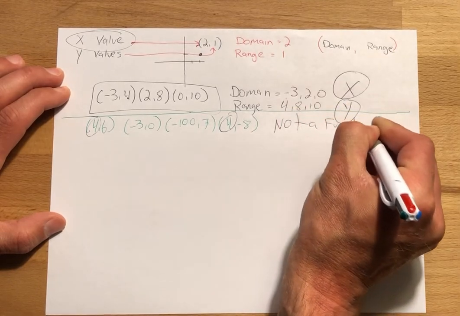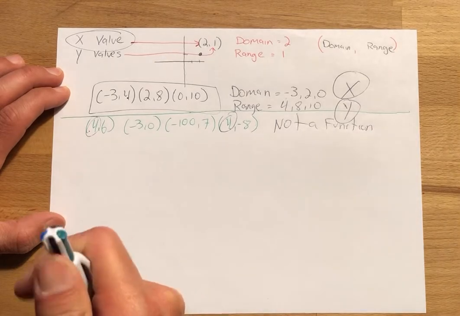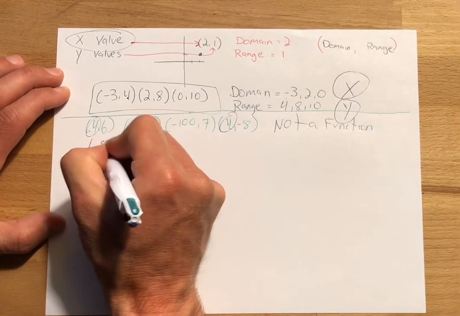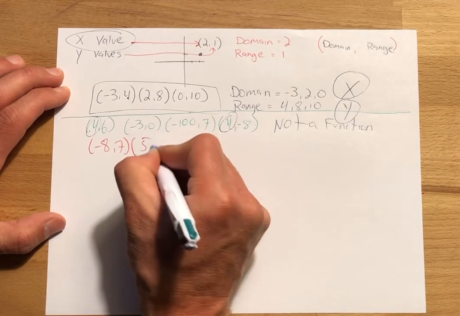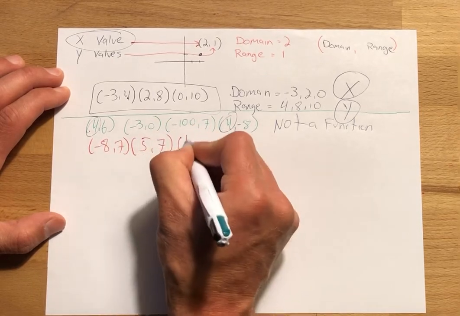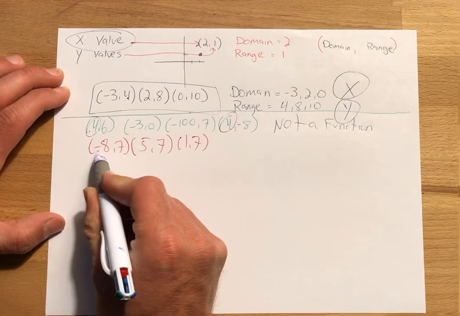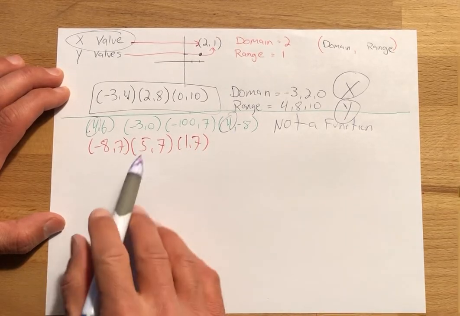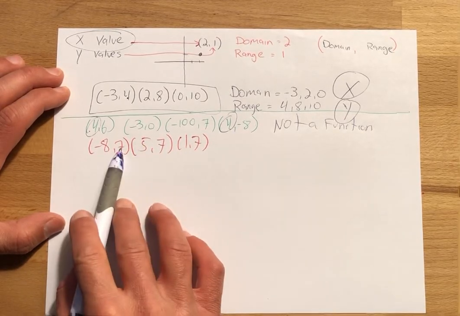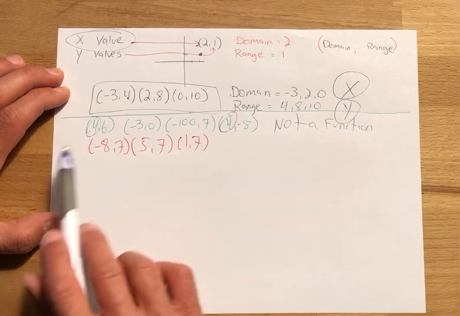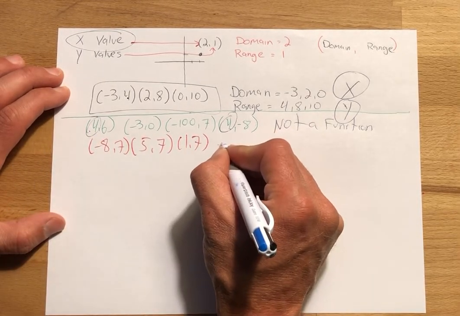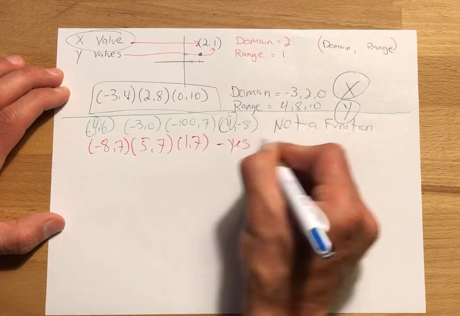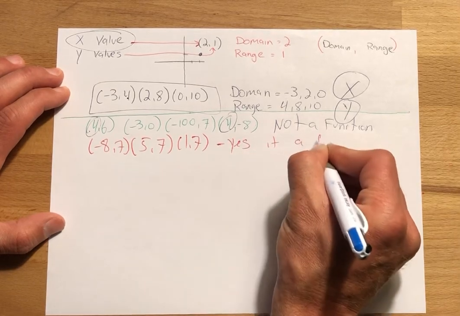Now look at the next example. We say -8, 7, 5, 7, 1, 7. Look, this is a function because even though the y values repeat, the x values do not repeat. The x values don't repeat. So yes, it is a function.